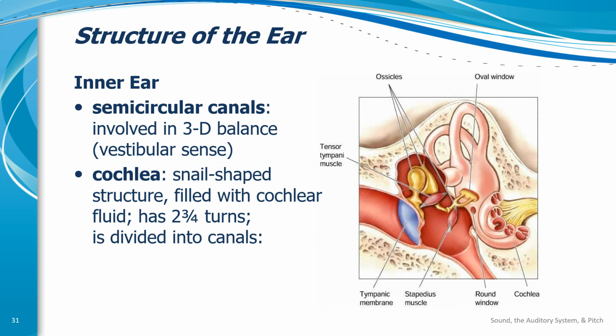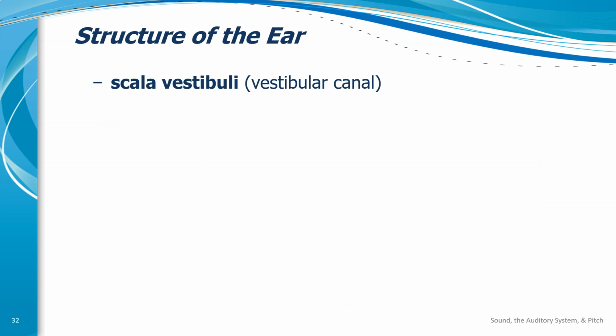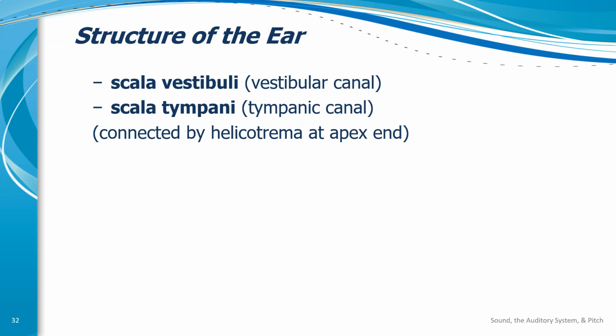It has 2 3/4 turns, and if you do slice through it, you see it is divided into canals. You can actually see there are 1, 2, 3 canals there. Yes, the canals are going to be important. We have the scala vestibuli, or the vestibular canal. Sorry for the Latin, but there is a lot of Latin that is applied in audition. There is also the scala tympani, or the tympanic canal. These do get their own separate names, but they actually turn out to be kind of the same, because one of them is going in, and then they meet up, and the other one is coming back out again. They're connected at the apex end of the cochlea at what's called the helicotrema. Now, these are important.